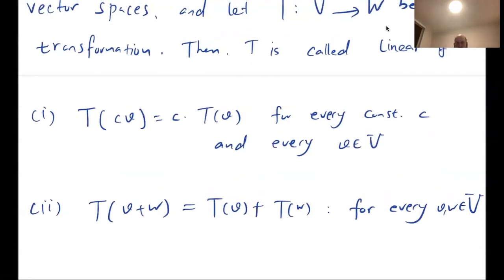So if you have a transformation that satisfies both these conditions, meaning that if you multiply a constant by a vector, the constant can be taken out, and T of addition is addition of T's, then we will call that transformation linear.